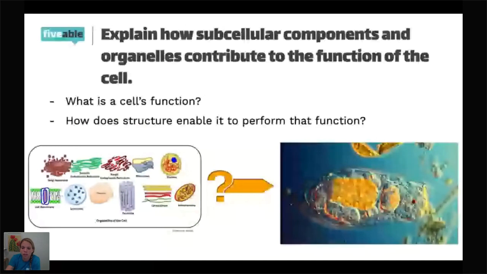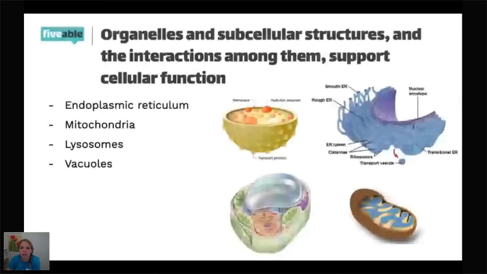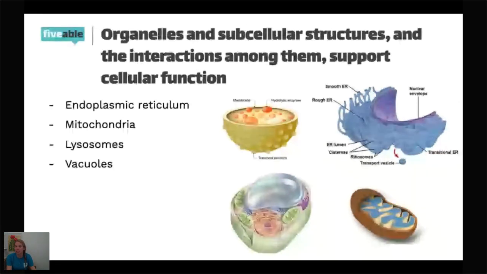So, again, organelles and subcellular structures and the interactions among them support cellular function. This is not just about what does the endoplasmic reticulum do, what does the mitochondria do, what does the lysosome do. This is also about how they interact with each other. I told you a few minutes ago that Golgi complexes are formed out of endoplasmic reticulum. So coming back to those emergent properties, if I didn't have endoplasmic reticulum, would I be able to form Golgi apparatuses?